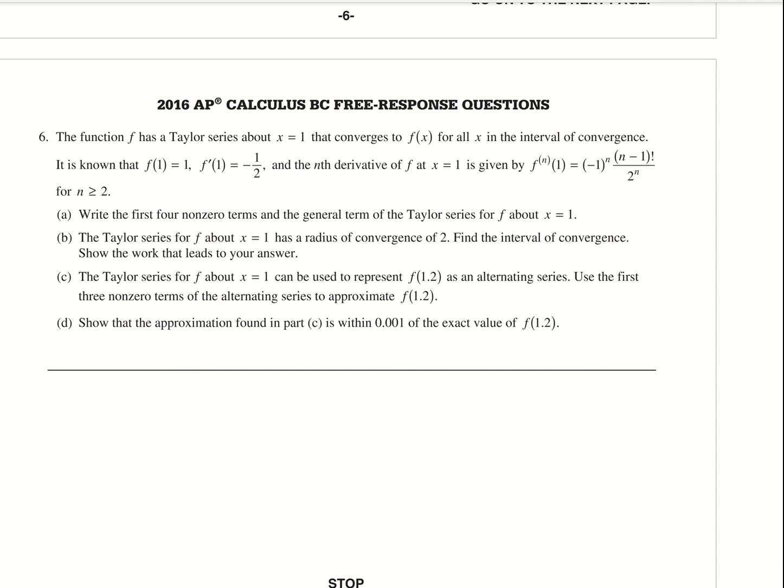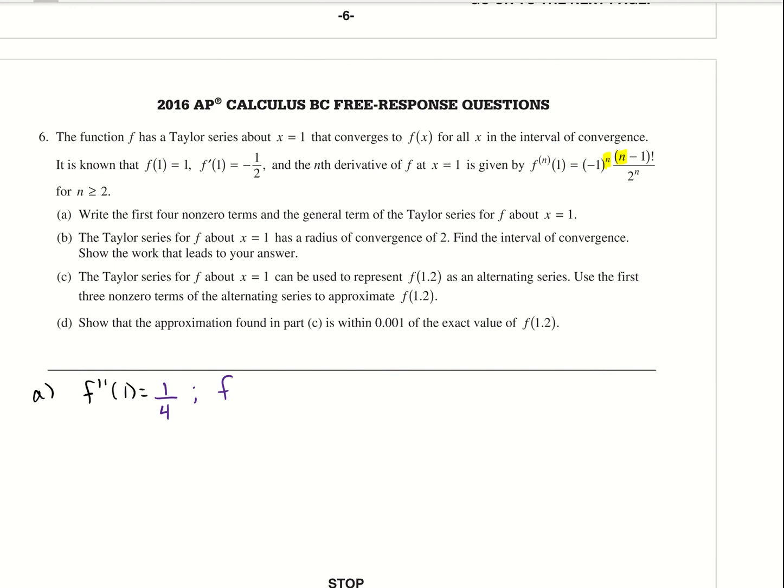So since I'm writing the first 4 terms, I'm going to need a couple more derivatives. So I'm going to need to know what the second derivative is. So the second derivative at 1, I'll be replacing n with 2. Negative 1 squared would become a positive. 2 minus 1 would be 1 factorial. So the numerator's a 1. And on the denominator, I have 2 squared. You could write that as 2 squared or 4. It's up to you. I'm also going to want 4 terms that aren't 0.